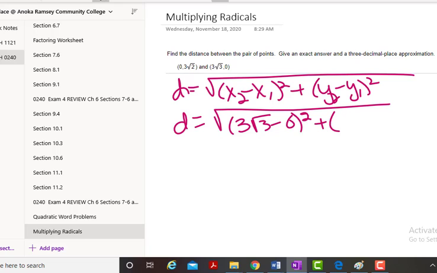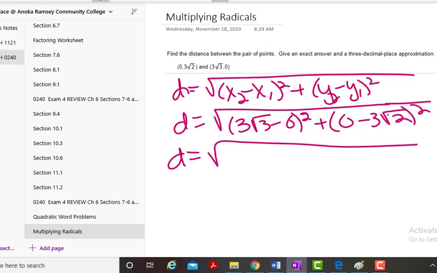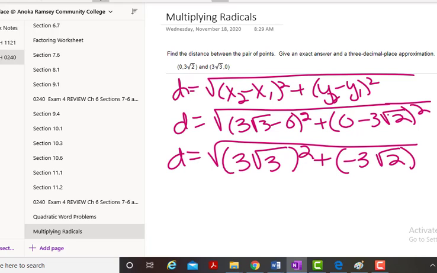So putting in the information that I have, it would look like this. Now, when we simplify each of the binomials, what I end up with is (3 square roots of 3) squared plus (negative 3 square roots of 2) squared. Now, for a little bit of scratch paper, if you will, go down below.